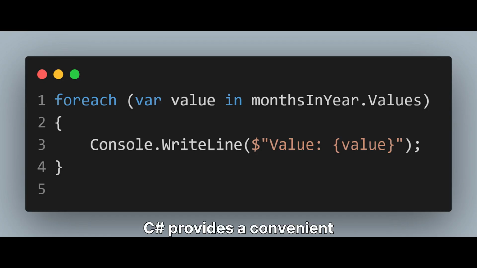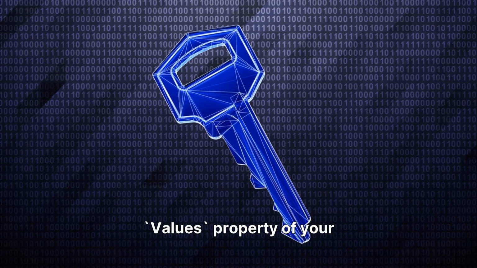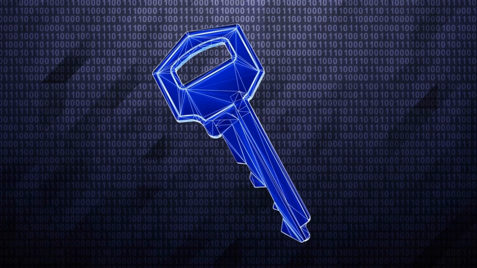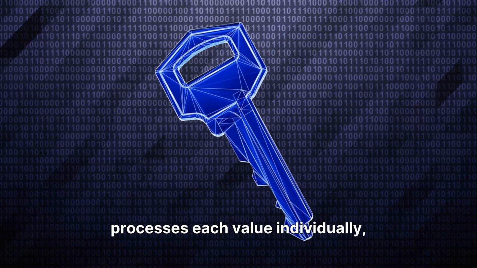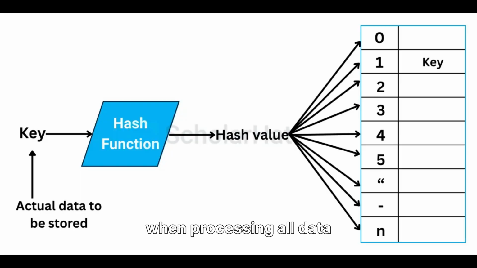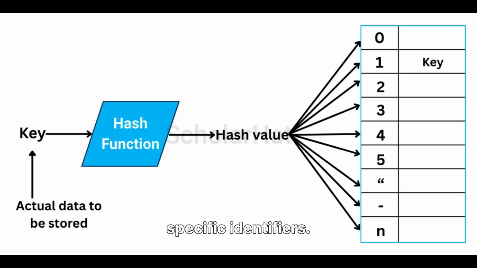C# provides a convenient way to iterate through just the values, allowing you to focus purely on the data points themselves. To iterate through only the values, access the values property of your dictionary. This returns a collection of all values. A for each loop processes each value individually, decoupled from its key. This method is perfect when processing all data points collectively, without needing specific identifiers.